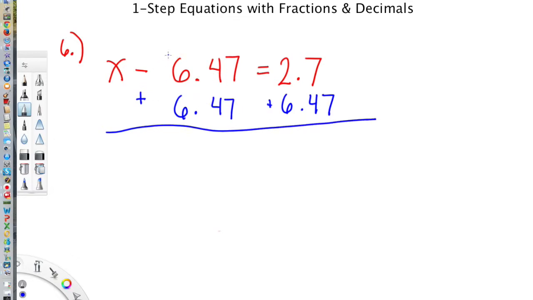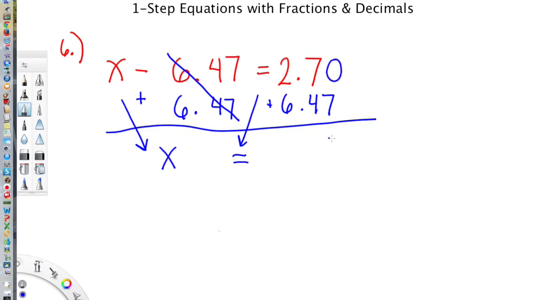If we have a negative 6.47 and a positive 6.47, they cancel each other out. I bring down my variable x. I bring down my equal sign. x is going to be equal to the sum of 2 and 7/10 plus 6 and 47/100. I'm just going to put a 0 here as a placeholder.